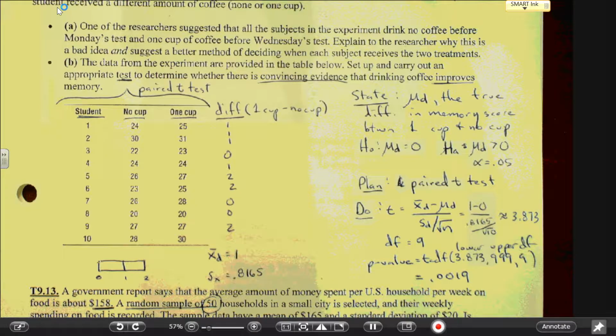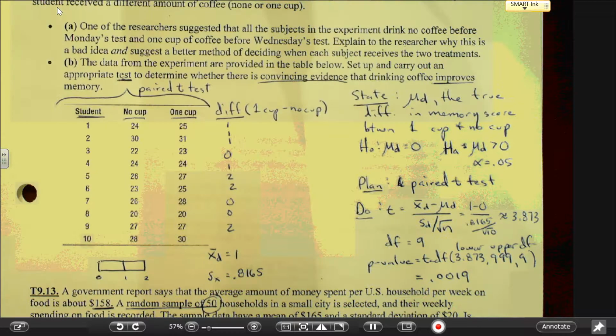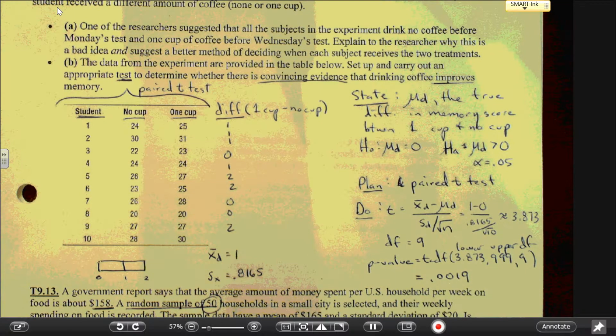Hey everybody, just taking a look at our Chapter 9 review questions number 12 and 13, the free response questions. In this first question, number 12, we're trying to understand if there is a difference between how many words people can remember when they've had a cup of coffee versus when they have not had a cup of coffee.